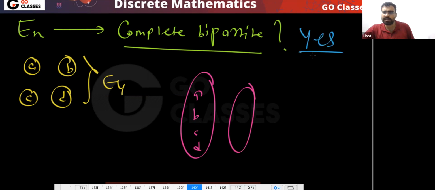Just put all the vertices here. Then remember, you cannot do it like this. Can I do this? No, I cannot, because now this is not complete bipartite. But I can do this: just keep the other part empty. A part can be empty, so there is no problem. So this En is a complete bipartite graph.